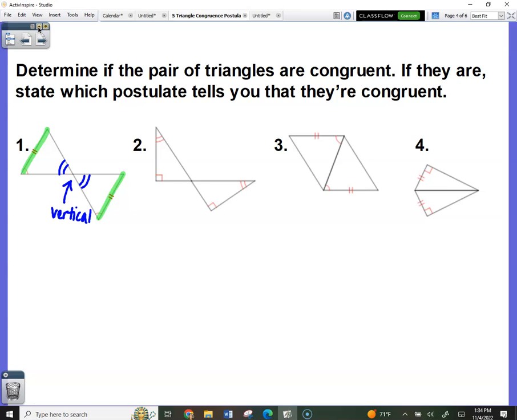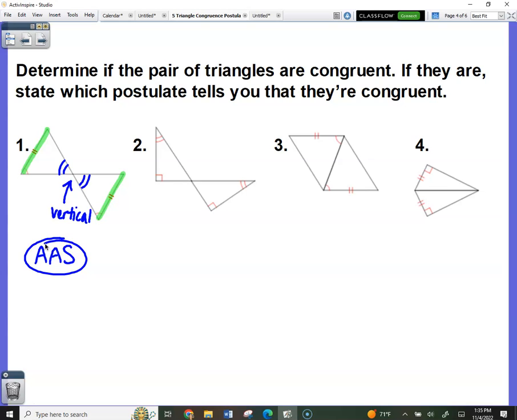Go back up at the top of your paper and look at the difference between ASA and AAS. This example is an AAS problem because the side that's congruent is only touching one pair of congruent angles. Okay? All right, number 2.